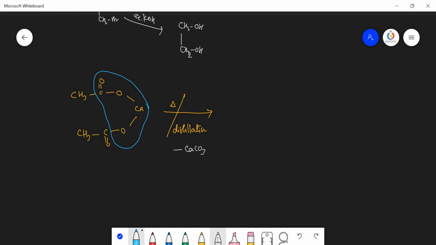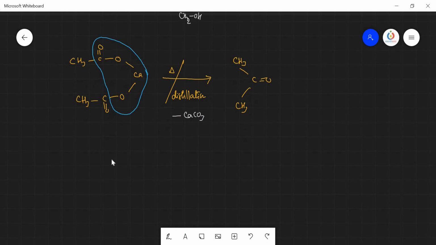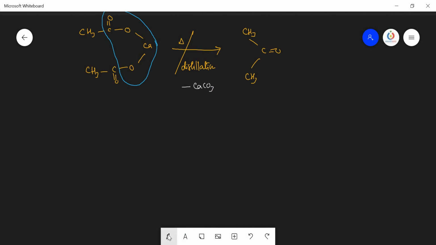Like this. So CaCO3 has been removed. Then what is left here? CH3CO, CH3CO. So these two will be connected to each other. So we get CH3COCH3. So when calcium acetate is distilled, we get acetone, a ketone molecule.